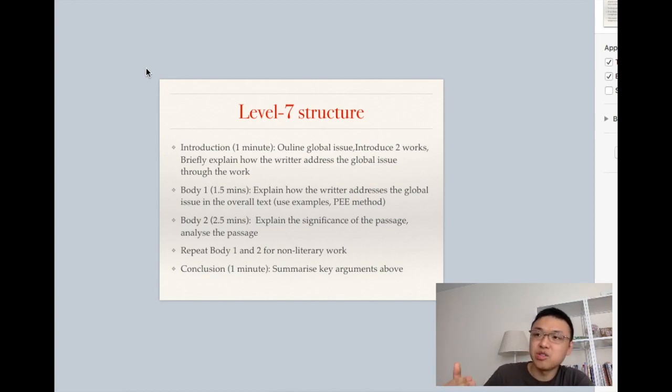So you can say this issue is widely seen in all countries, for example, recently, blah, blah, blah. So just comment on the global issue. This can be 10 to 20 to 30 seconds, right? Then you introduce your two works.